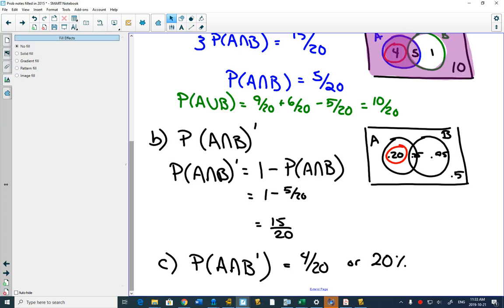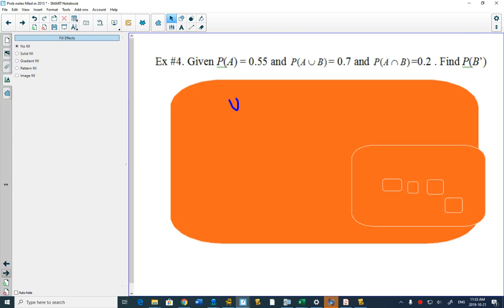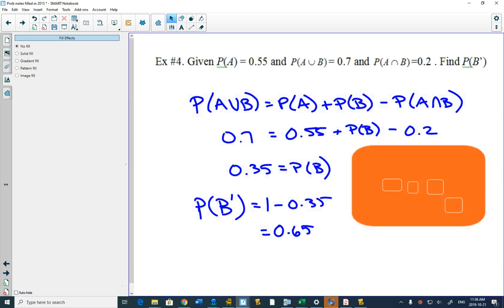I'd like you to try example 4, another non-contextual one. Check how you did. Plug in your probabilities using your formula, and you would get 35% for the probability of B. Then the probability of not B would be 65%.